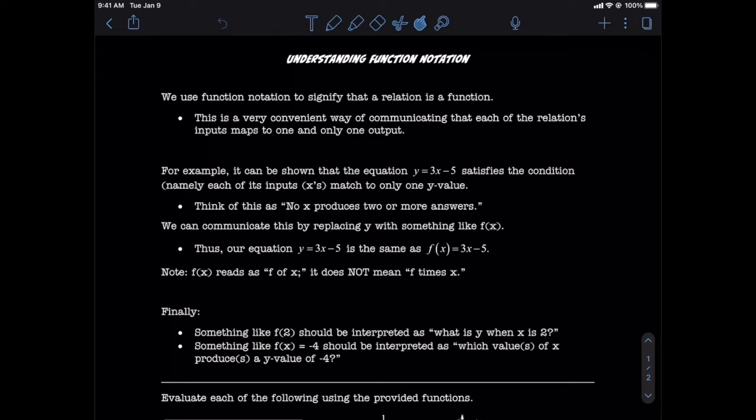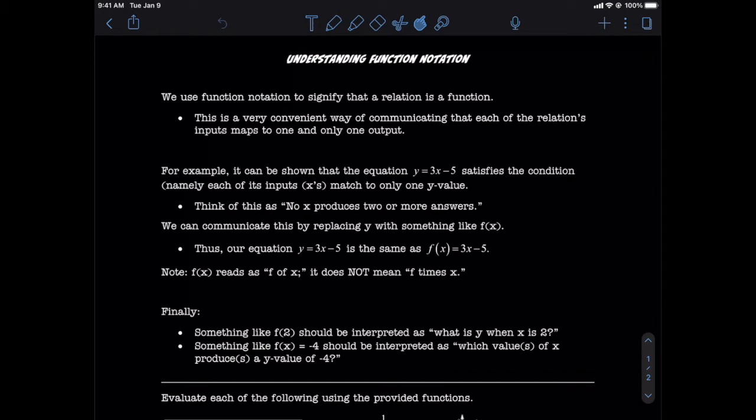Speaking of which, say that f parentheses x, that means f of x. It does not mean f times x. It never means f times x. It never meant f times x. It has always been f of x. Don't mix that up, Yance. You'll look like a fool.